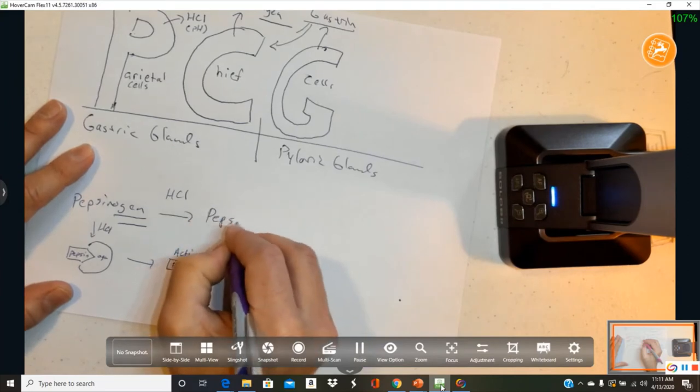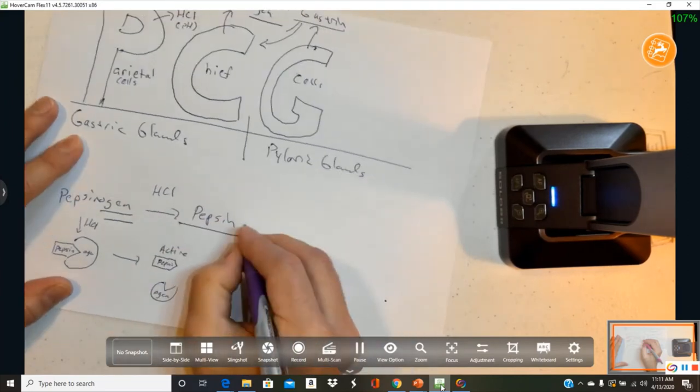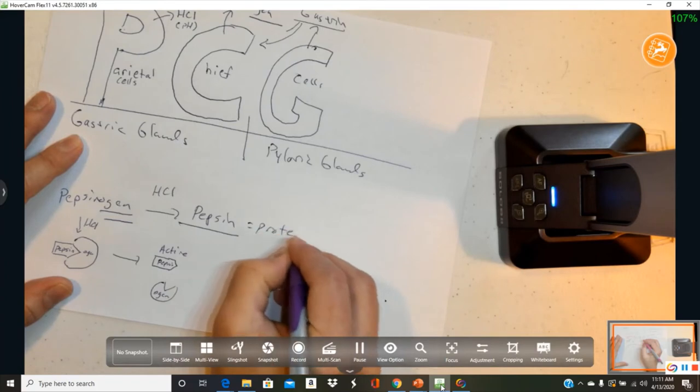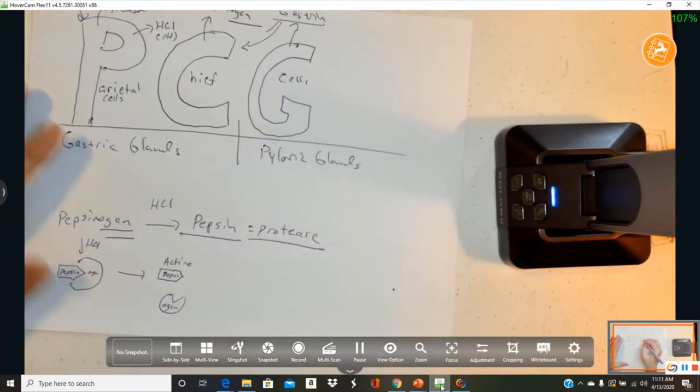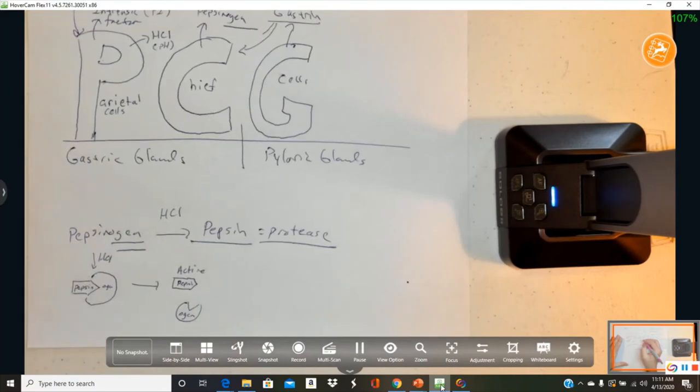And this is a protease. What's a protease? It breaks down proteins. You should know that from NP1, that a protease breaks down proteins.